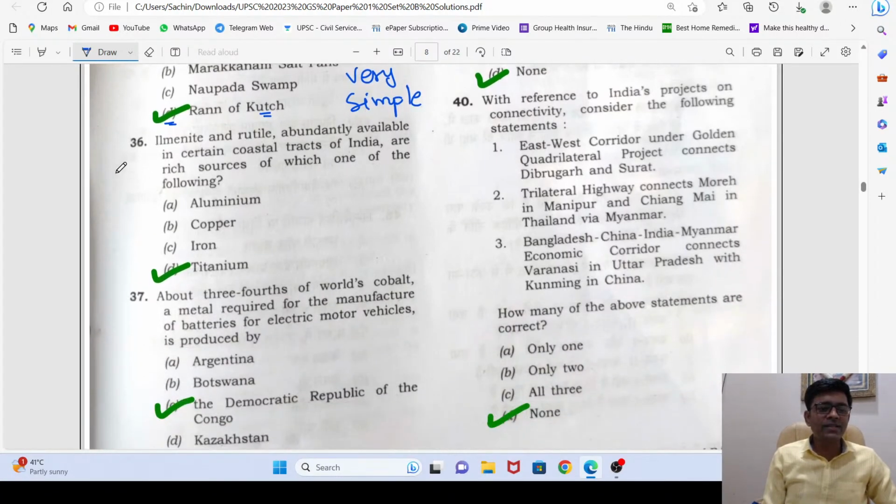Ilmenite and rutile. This is a difficult question according to me. Ilmenite and rutile, abundantly available in certain coastal tracts of India, are rich sources of which one of the following? It is titanium. They are rich sources of titanium, which is used in the IT industry, or you can say in the production of laptops and all. Okay.